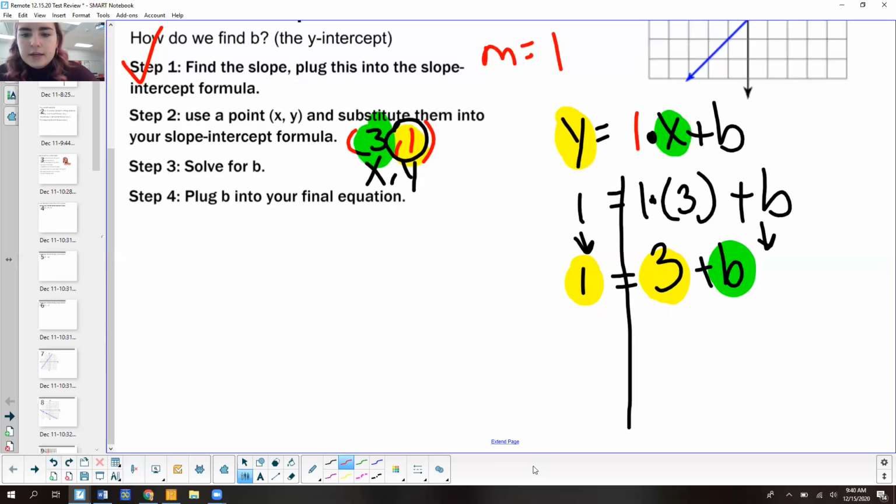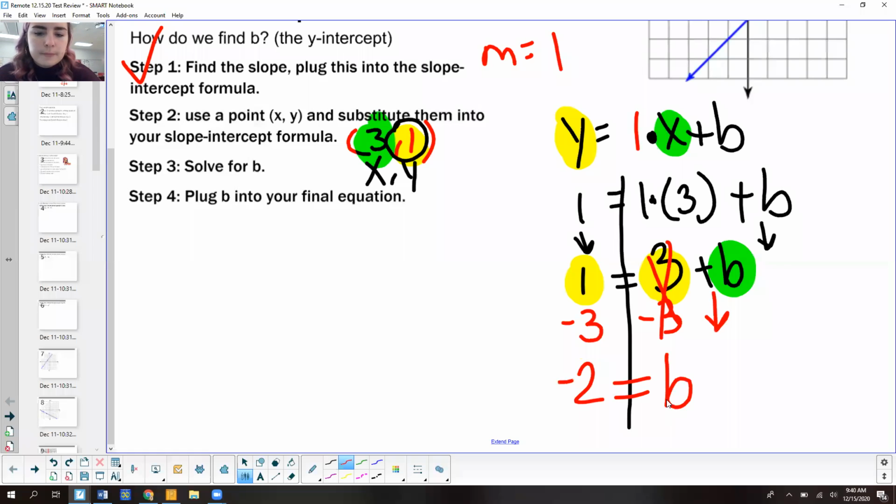I'm going to move a positive 3 by subtracting it. So we're going to use the opposite. The opposite of a positive 3 is a negative 3, and that's how I'm going to move it over. So 3 minus 3 cancels. I'm left with 1 minus 3, which gives me negative 2. I'm going to bring down my b. So b equals negative 2.